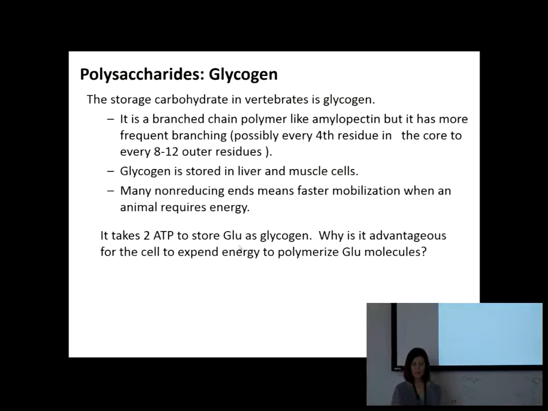But why do we store glucose as glycogen? Why are we doing it? Not only just to get more non-reducing ends, we have to actually expend energy to get glucose molecules in there.